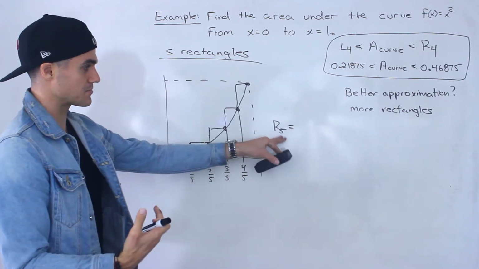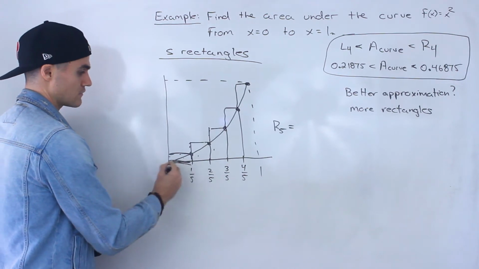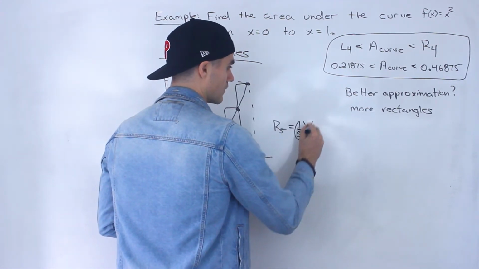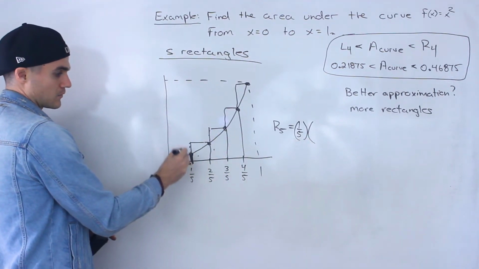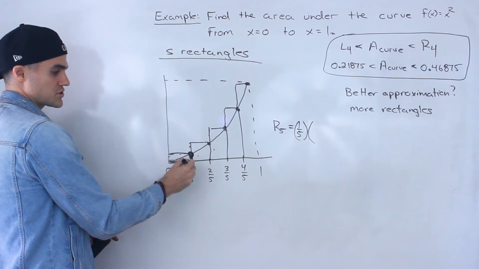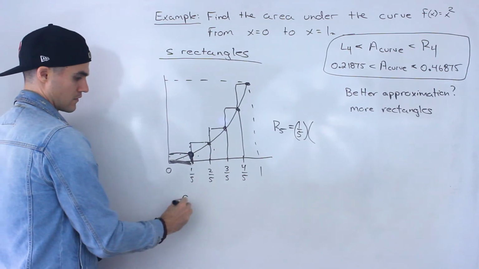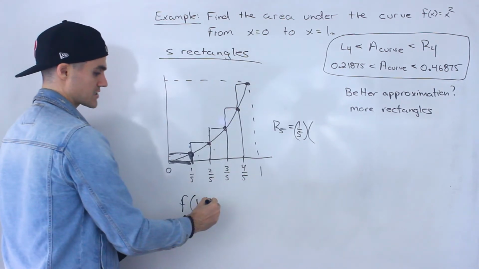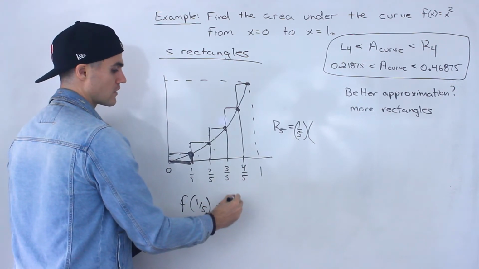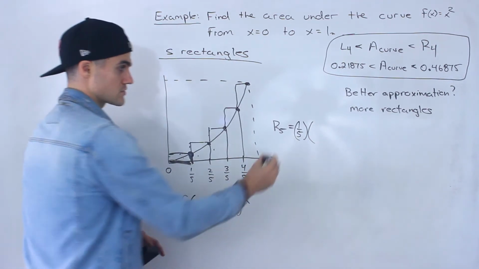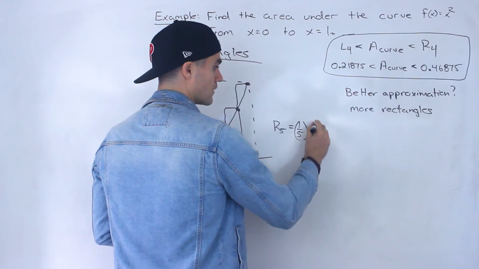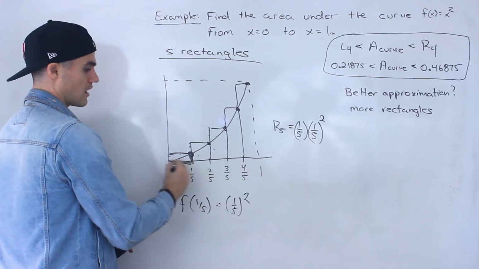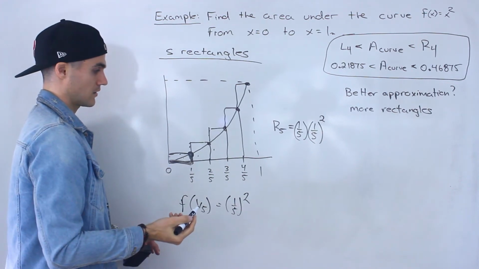So what's this expression now going to be? Well, what's the length of this rectangle going to be? It's going to be 1 over 5. What's the height of it going to be? Well, it's going to be the height of this point, which is just going to be f of 1 over 5. And the function that we're actually dealing with is x squared. So this is going to be 1 over 5 to the power of 2. So this here represents the area of that first rectangle.